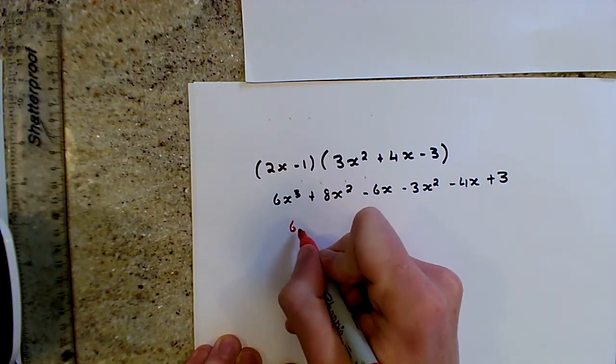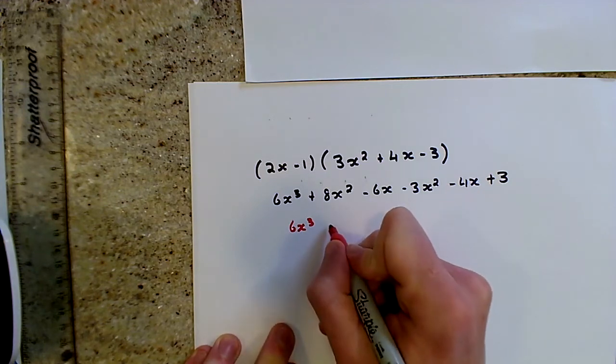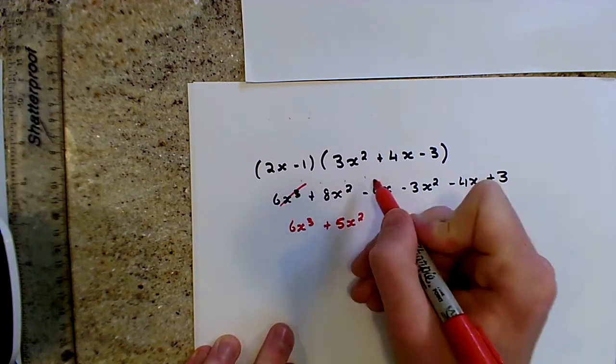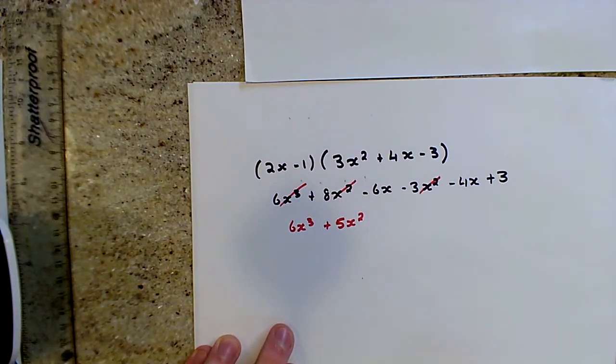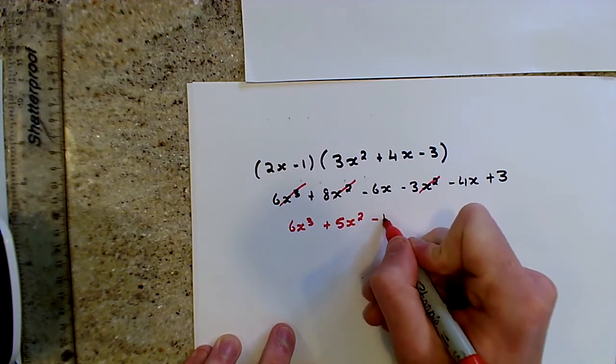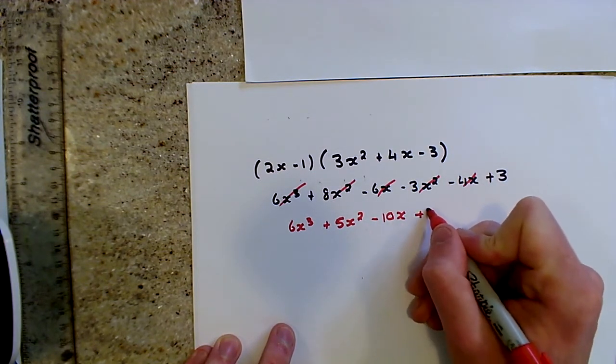So 6x cubed remains as is. I have 8x squared, take 3x squared. Well, that would give me just 5x squared. I'm going to cancel these guys out once I've dealt with them, so I know I don't have to consider them again. I've minus 6x squared minus 4x. Well, that would give me minus 10x. And then finally, I just have a plus 3.